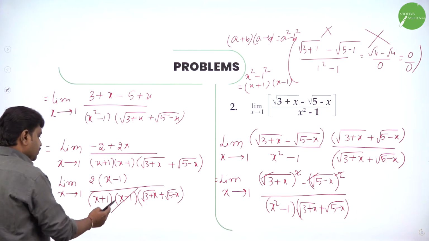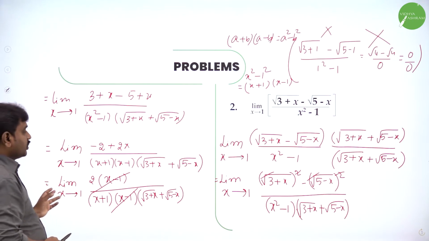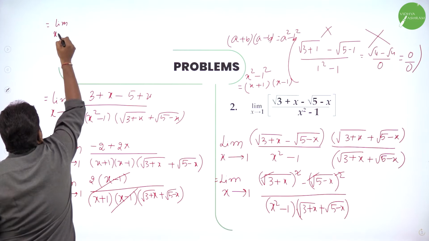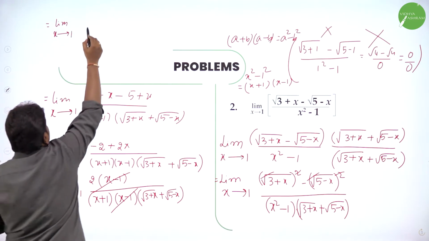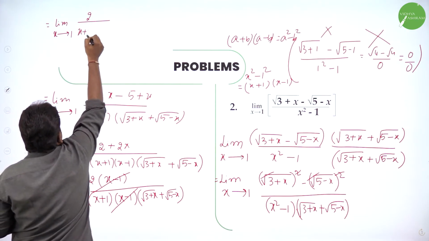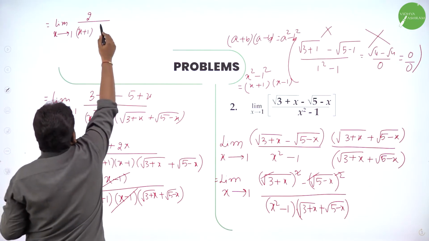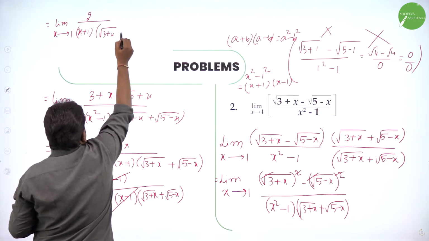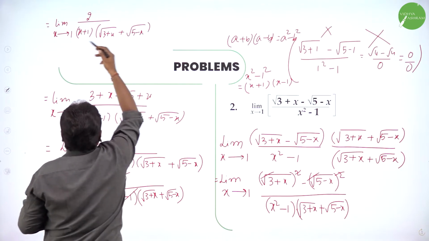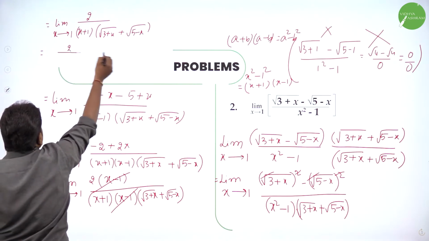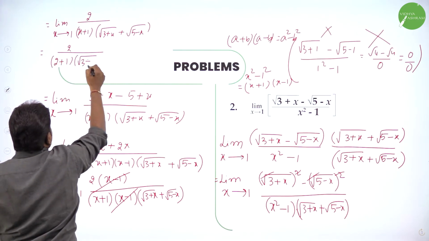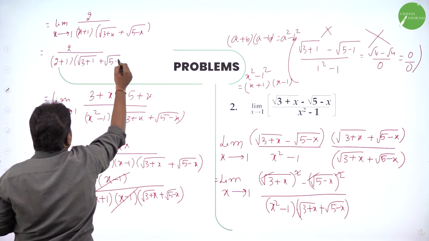Now I can cancel x minus 1 and x minus 1. Whatever is left out, apply the limit, that is limit x extends to 1: 2 divided by x plus 1 into root of 3 plus x plus root of 5 minus x. In the place of x put 1: 2 into 2 plus 1 into root of 3 plus 1 plus root of 5 minus 1.